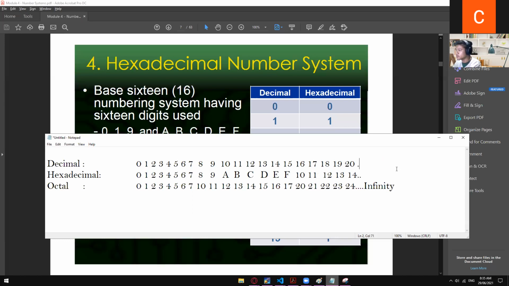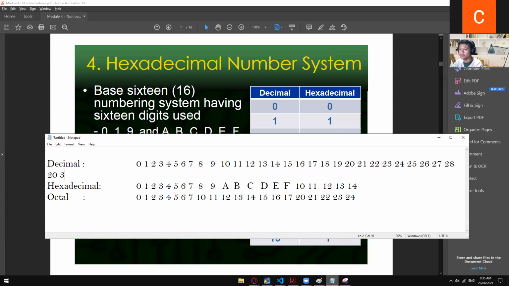Maybe it would be better if I eliminate this one, and then let's have numbers up to 27, 28, 29, 30, 31, 32. So let's have up to 32.